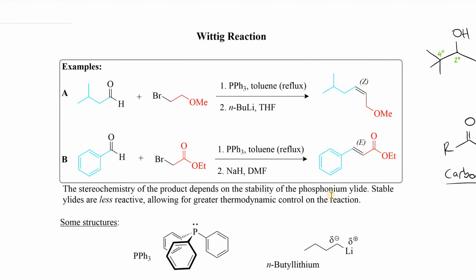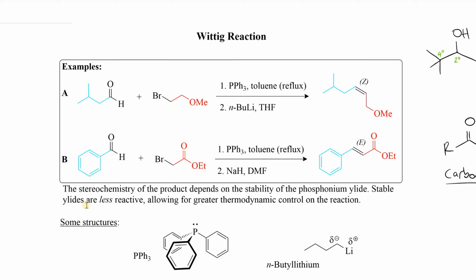I think understanding the reaction mechanism is the best way to understand where this carbon-carbon bond is coming from, as well as the stereochemistry and what factors determine that. So the primary determining factor for the stereochemistry, Z or E, is the stability of this phosphonium ylide, which derives from triphenylphosphine and our alkyl halide. So as a general rule, the more stable the ylide, the less reactive it is, which means we have greater thermodynamic control on the reaction.